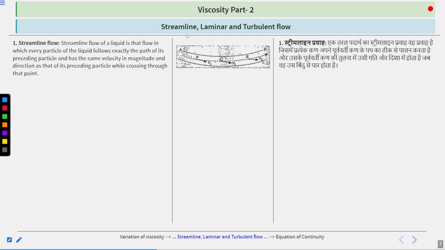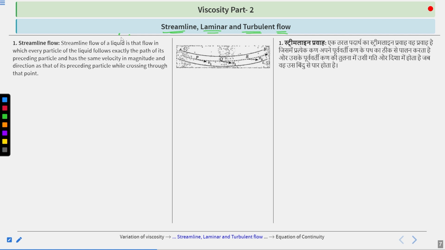Now, let's have a discussion over streamline, laminar, and turbulent flow. Let's start with the streamline flow. The streamline flow of a liquid is that flow in which every particle of the liquid follows exactly the path of its preceding particle, having the same velocity in magnitude and direction as that of its preceding particle while crossing through that point. For example, if one particle crosses this point, then another particle will also cross this point with the same velocity in magnitude and the same direction. So the magnitude, direction and path will not differ from particle to particle, and when this happens, it is known as the streamline flow.